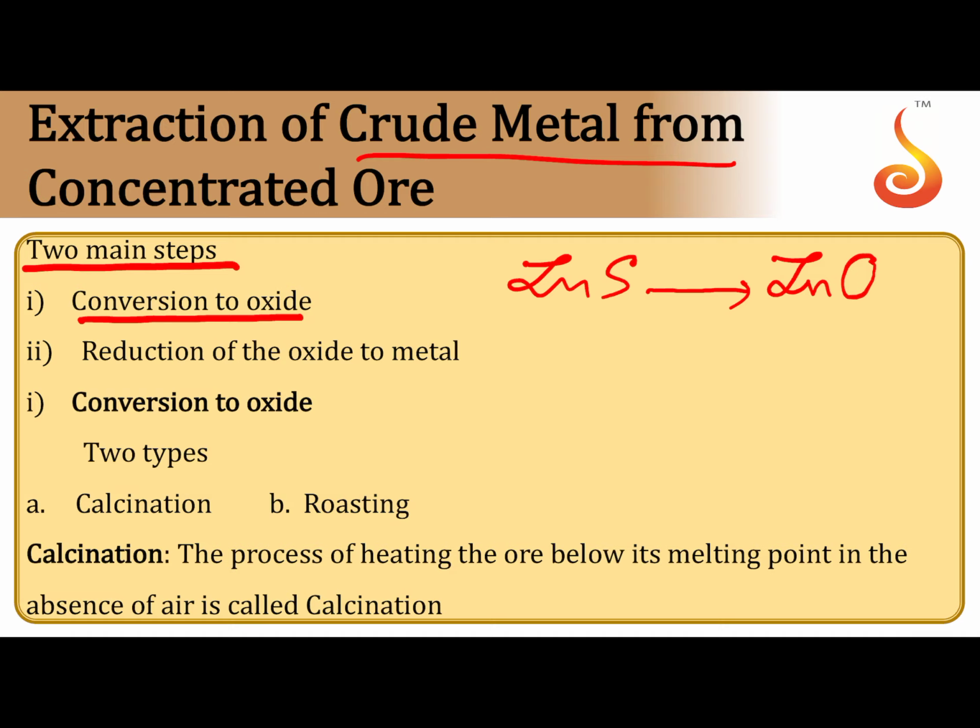So, if the ore is already in oxide form, no problem. But if the ore is other than an oxide, it should be subjected to calcination or roasting according to the conditions to convert it into oxide ore. From the oxide ore, metal is extracted by the reduction of the oxide ore. So, conversion to oxide ore is the first step, then reduction of the oxide ore to get crude metal. Conversion into oxide can be done by two methods: one is calcination, another is roasting.